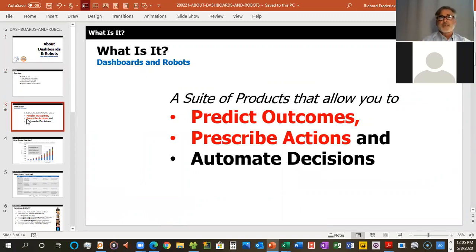Dashboards and robots. What we're really talking about is a suite of products that allow institutions to potentially predict outcomes, prescribe actions, and automate decisions. It was funny because I was looking at an article that I wrote, and I was laughing about the first sentence, and it said, because of digital intelligent assistance, your world has changed and will never be the same. And that is now true.